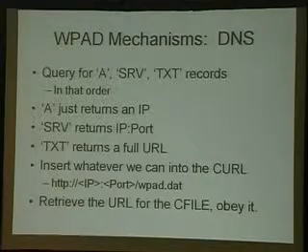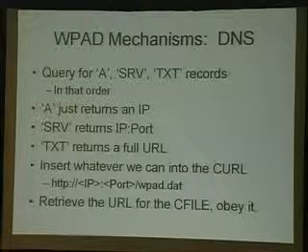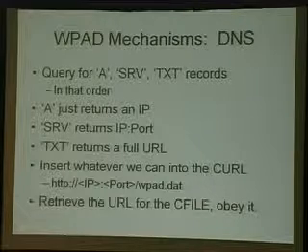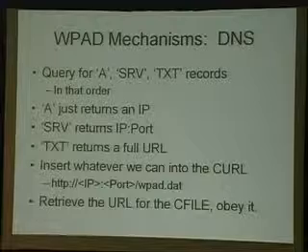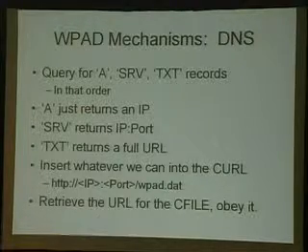DNS, hi Kaminsky. The way that DNS works is you do DNS queries, firstly for an A record, then for an SRV record, then for a text record. If your DNS server is hosting the A record, then the WPAD discovery just gets an IP address. SRV and text give you a bit more information, and then you just insert the information that you can get into that URL, retrieve it, and obey it.